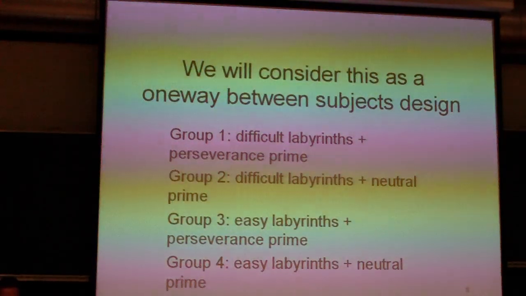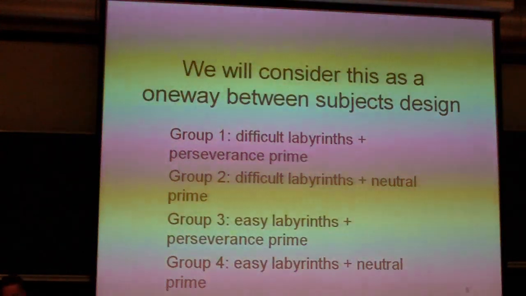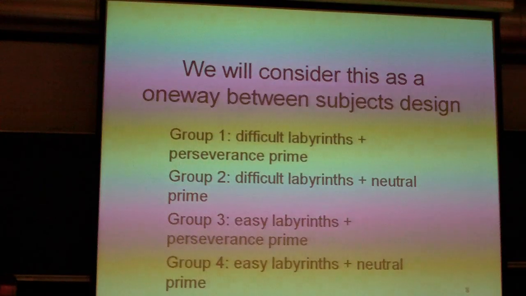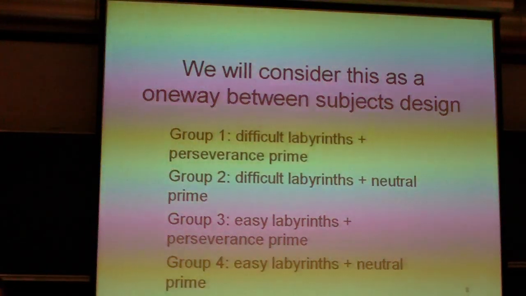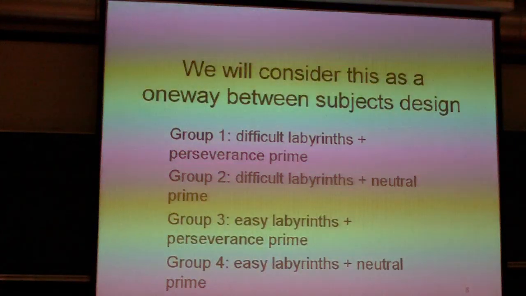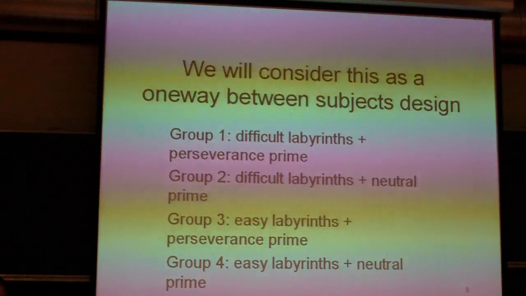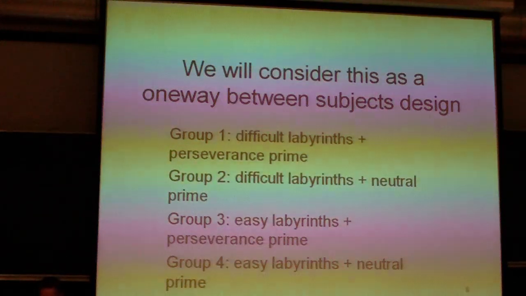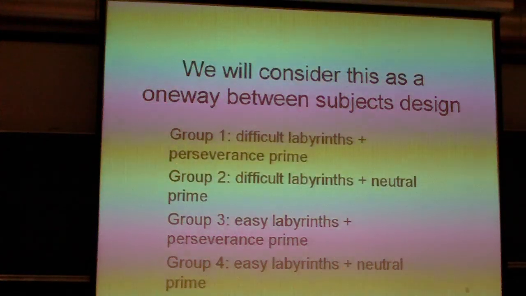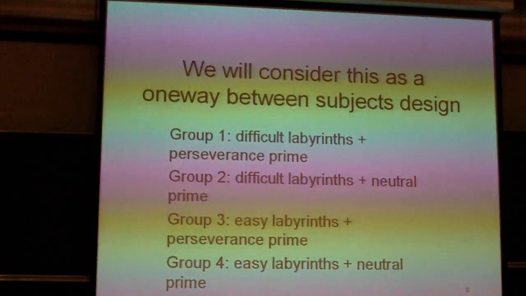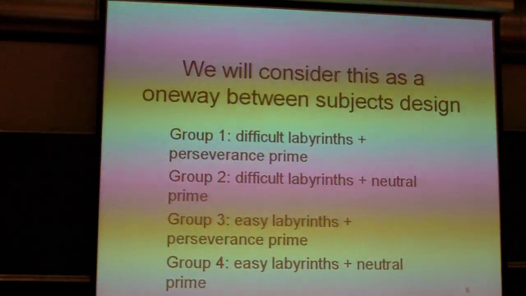Okay, so actually this was a two-way design. We had two independent variables with two levels each. We had either difficult or easy labyrinths, and we had either the neutral prime or the perseverance prime. And it is of course possible to consider this as a one-way design consisting of 4 groups. In that case, the first group had the difficult labyrinths and the perseverance prime. The second group, difficult labyrinths plus the neutral prime, and we had 2 other groups in the other 2 conditions.